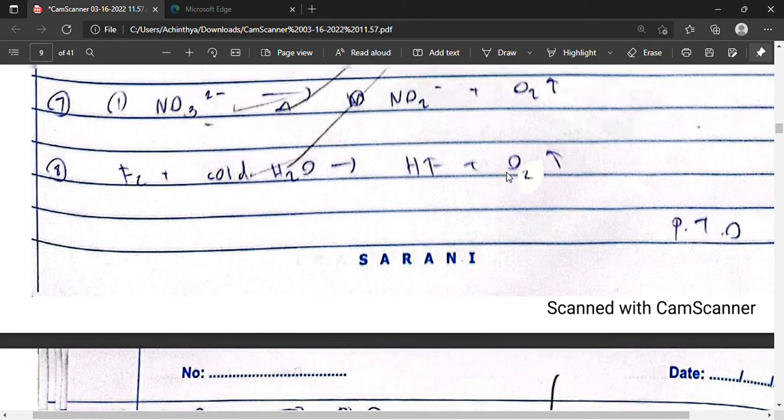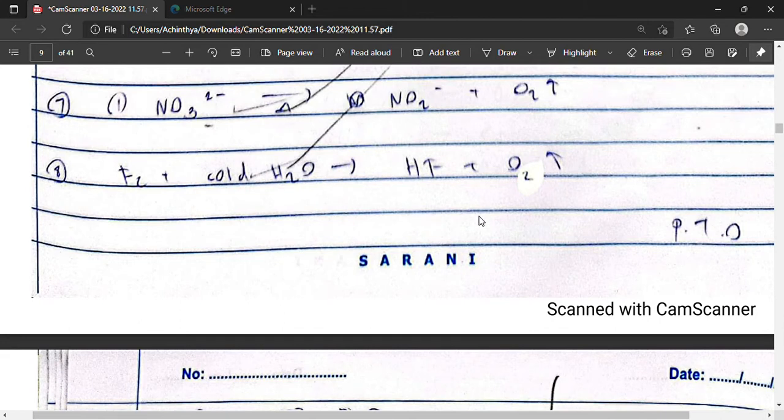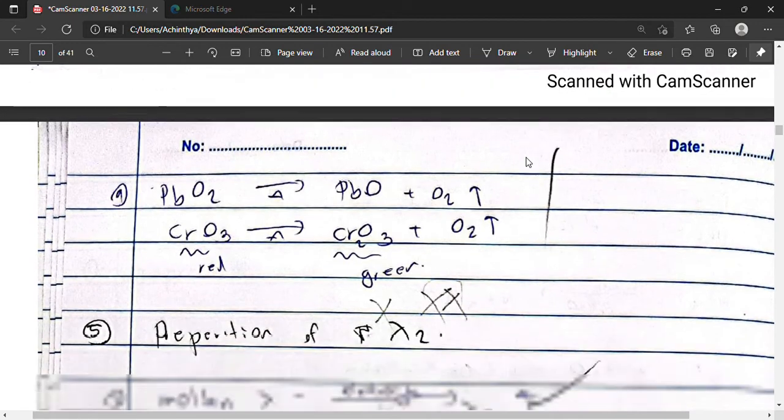Another atypical means of obtaining oxygen, I know not ideal, not a good way, it's just a reaction which produces oxygen as a product, byproduct even. Here, if we were to react fluorine gas with cold water, we will obtain hydrogen fluoride or hydrofluoric acid and diatomic oxygen. Not a good way of obtaining oxygen, however.